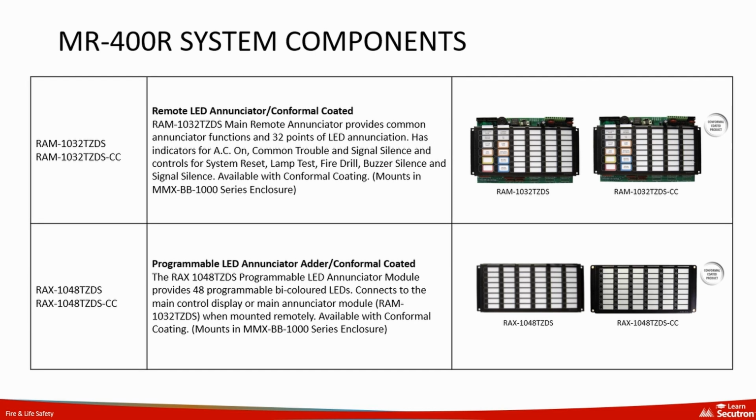Other annunciator options include the RAM1032TZD-S remote LED annunciator, offering 32 points of LED annunciation. It also supports the RAX 1048TZD-S adder module, extending the system with 48 additional programmable bicolored LEDs. Both units can come with conformal coating and fit in the MMX BB1000 series enclosure.